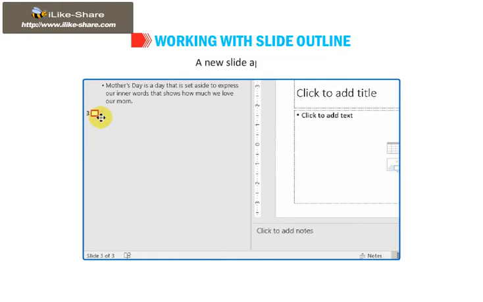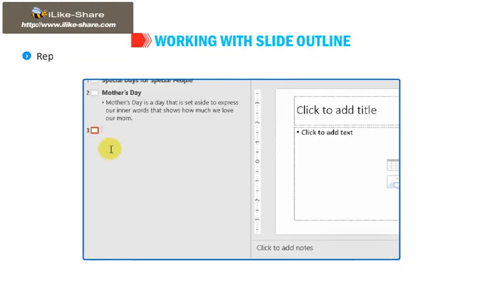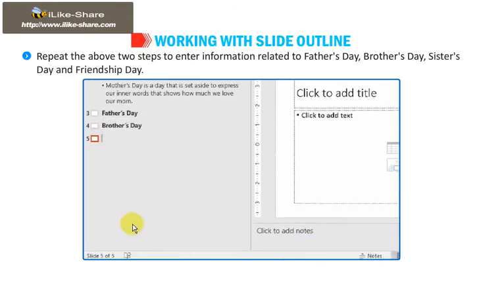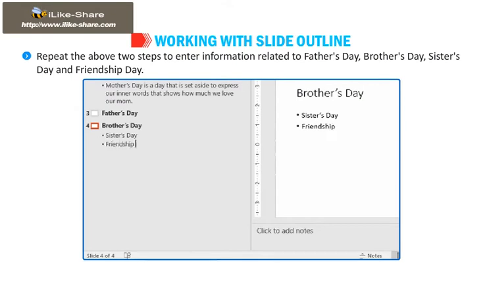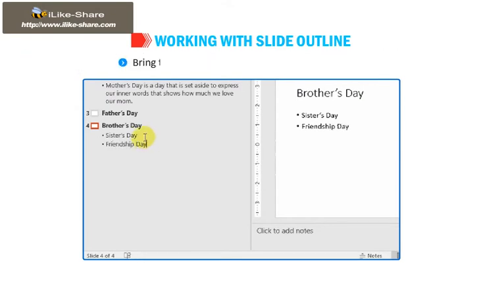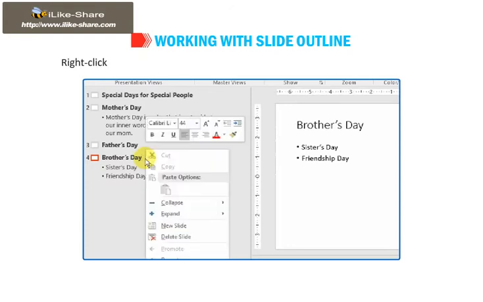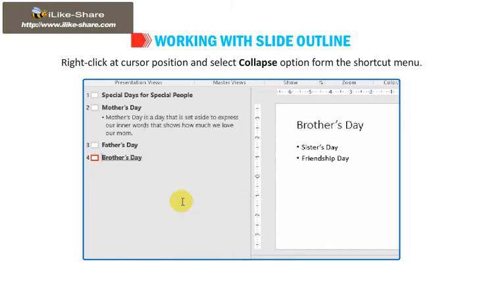A new slide appears. Repeat the above two steps to enter information related to Father's Day, Brother's Day, Sister's Day and Friendship's Day. Bring the mouse pointer right next to the slide icon. Right-click at cursor position and select Collapse option from the shortcut menu.